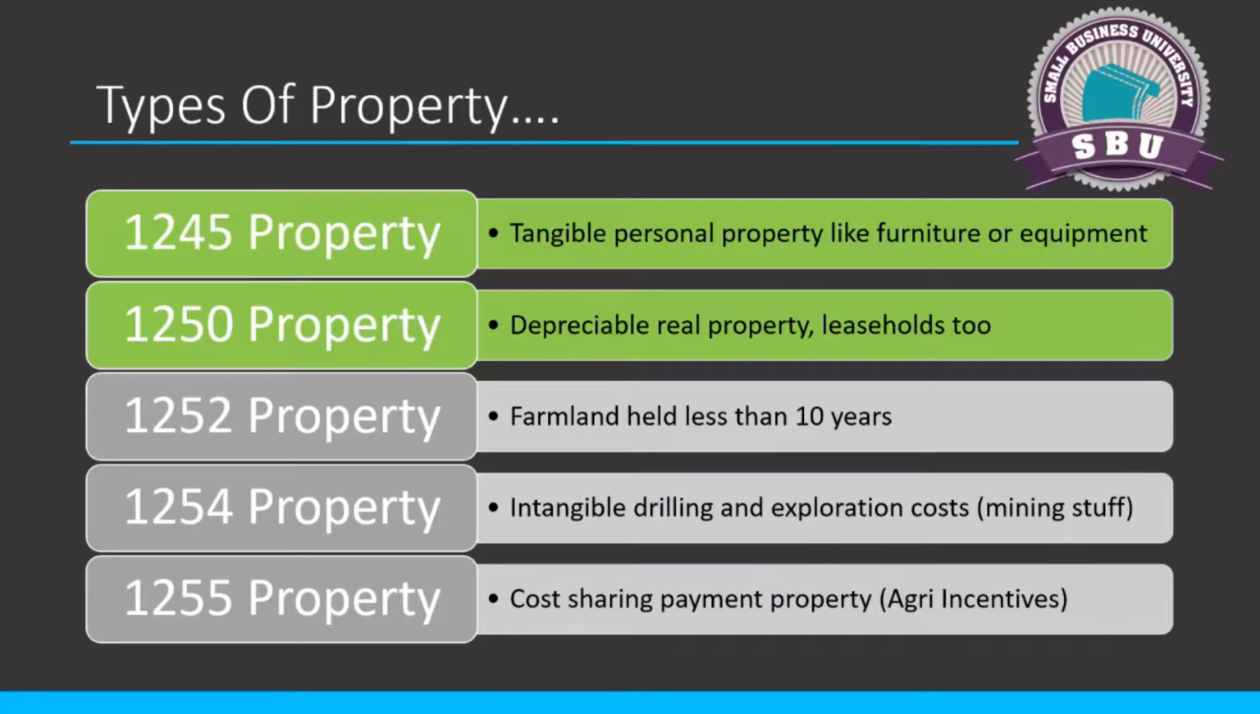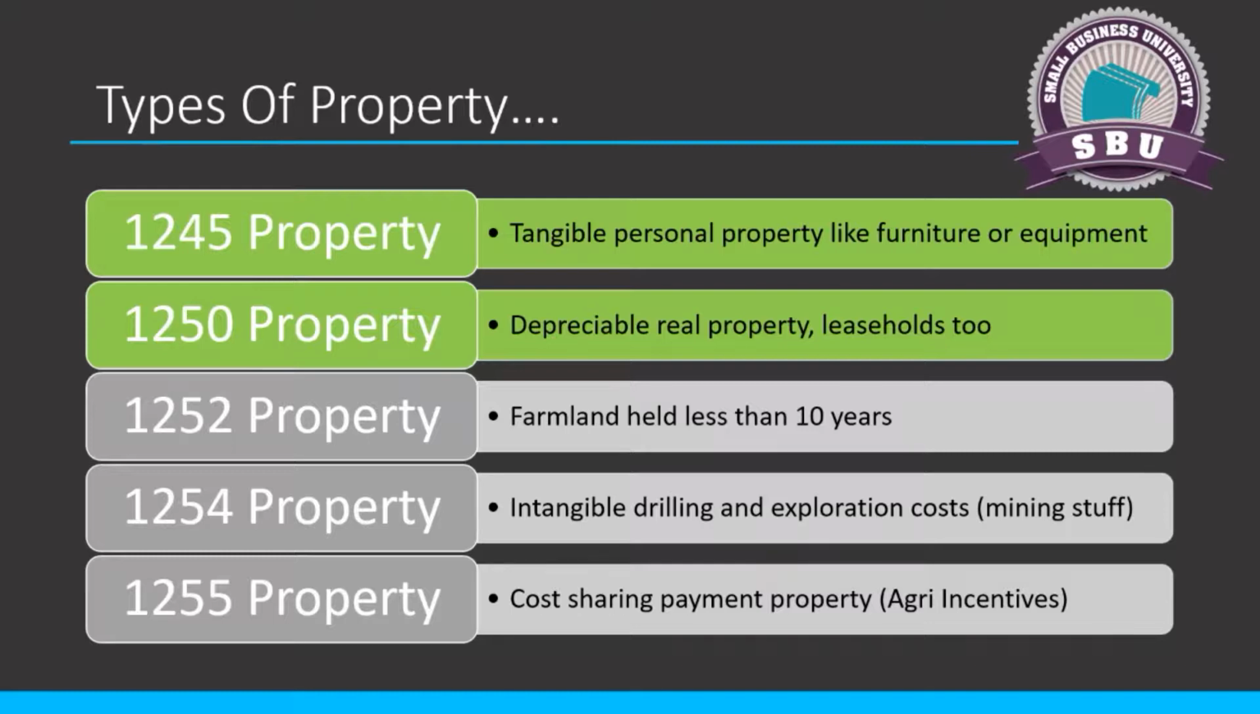And then 1255 is really weird stuff. You see this in timber operations. There are agriculture incentives when you're running land like that; the Department of Agriculture, I think, gives you incentives or credits that you have to capitalize, and then when you sell the wood, you have to somehow factor those incentives into the gain.